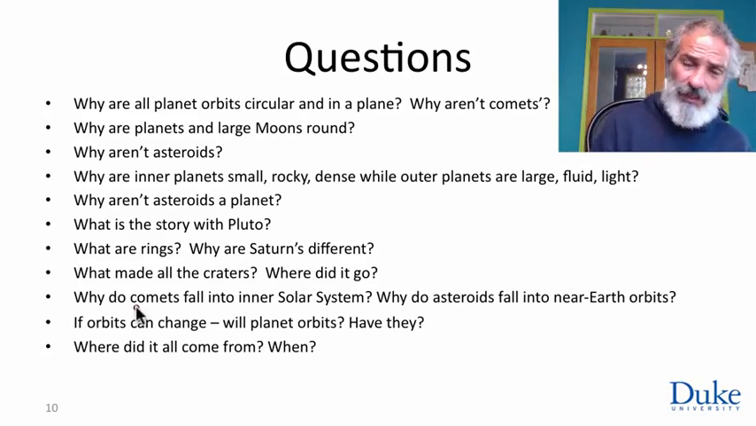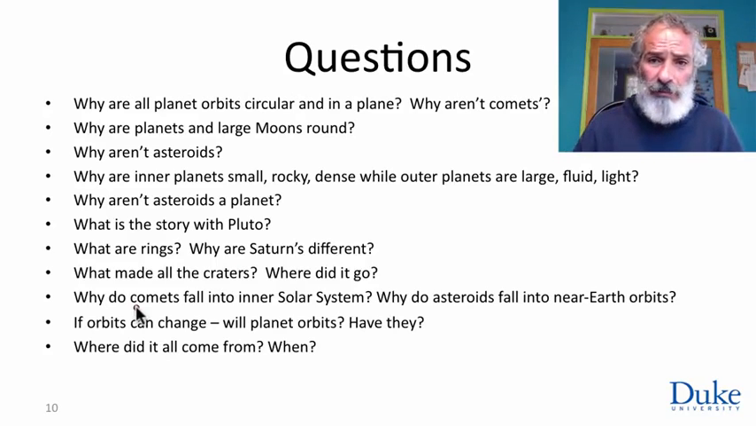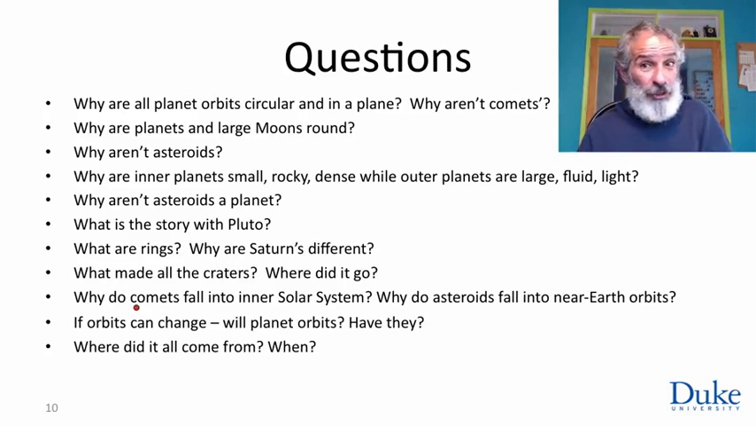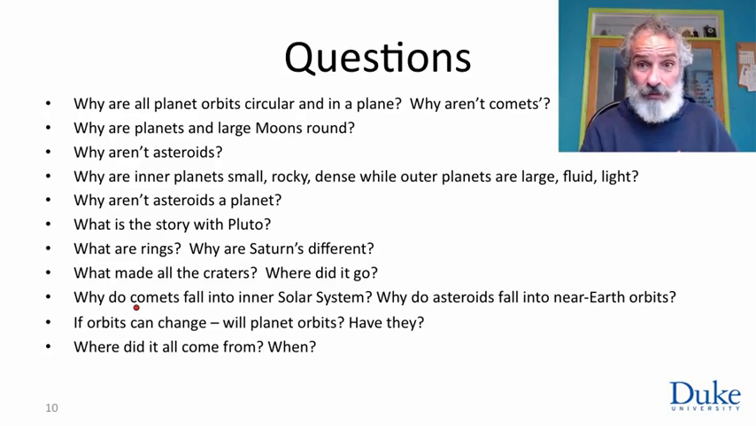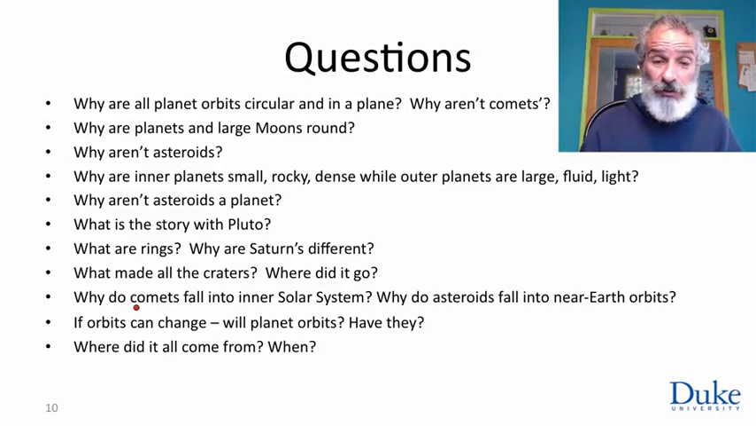Why do comets sometimes leave their comfortable orbits out in the Kuiper belt or in the Oort cloud and come diving into the solar system? Why do some asteroids move from the asteroid belt into orbits that bring them very near Earth? We keep hearing of near-Earth asteroids and their potential for collisions. And if orbits can change, if something can move from a comfortable orbit out in the Oort cloud and come crashing into the solar system, will the planets' orbits change? Will the solar system remain in its current configuration? Have planetary orbits changed? Was the solar system always the way it is now?